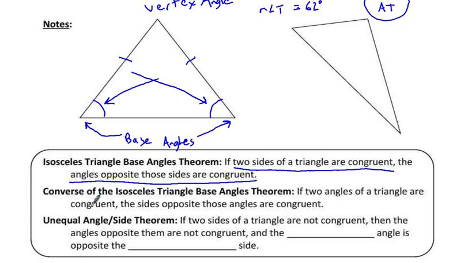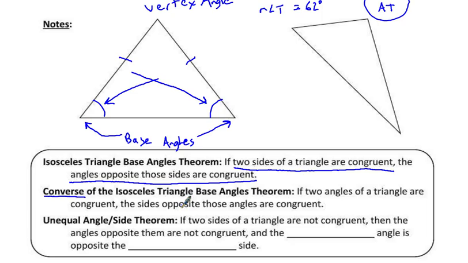Now the converse of the isosceles triangle base angle theorem says the opposite. We basically switch the if and the then statement whenever we have a converse. So now we say if two angles are congruent, then the sides are congruent.